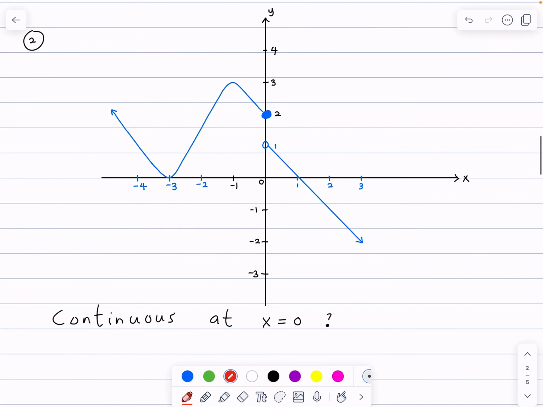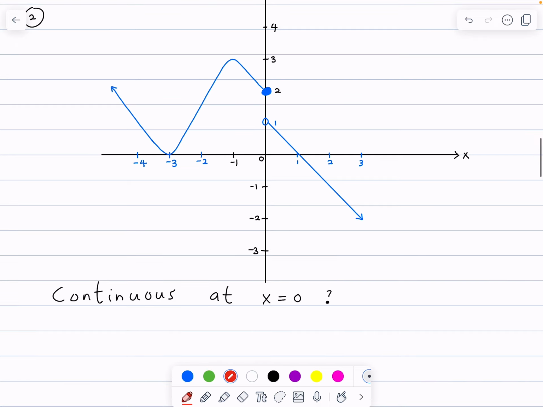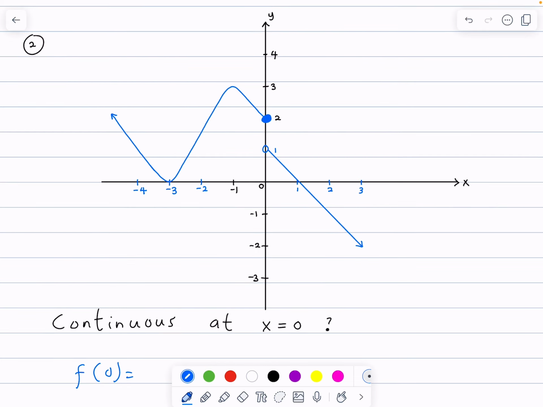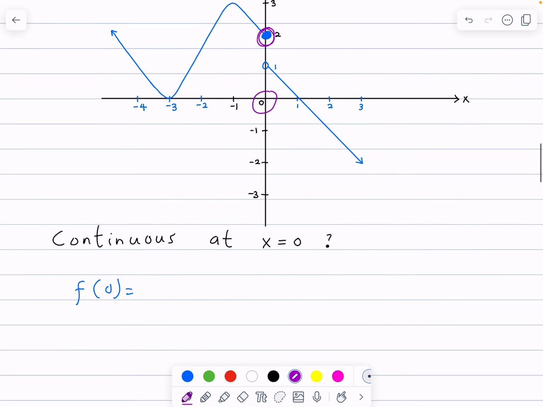Let's look at this example. Is this function continuous at x is equal to 0? Okay, let's see. First of all, let's find f of 0. So f of 0, now go to 0 on the x-axis, and f of 0 is going to be that shaded part, this part here. So f of 0 is what? It is 2.